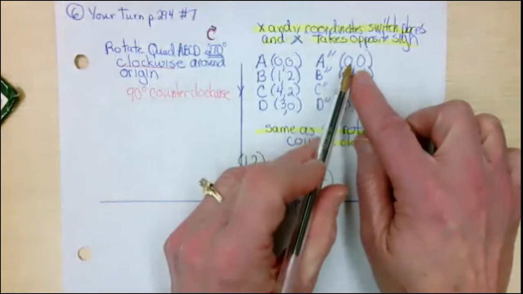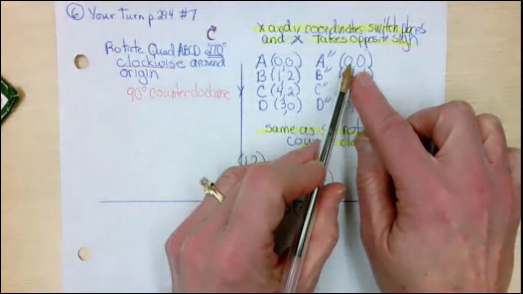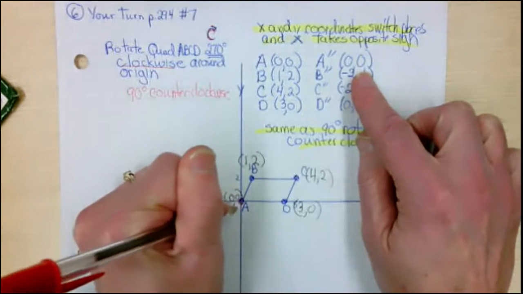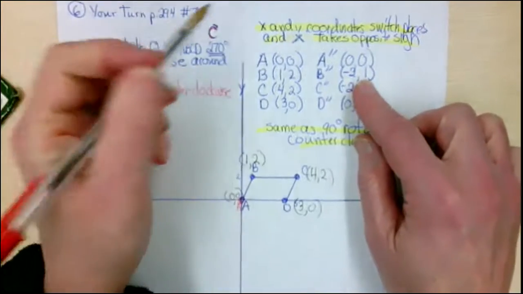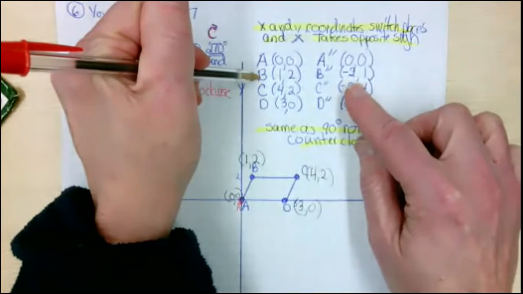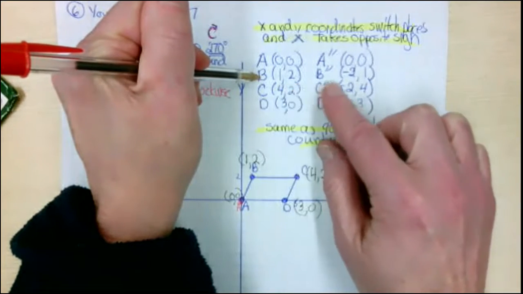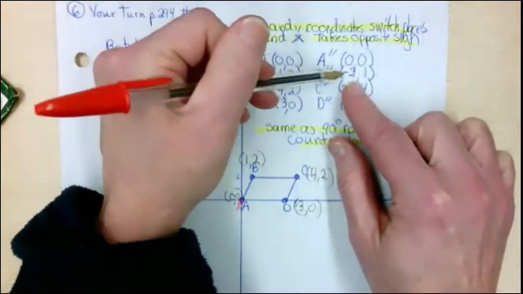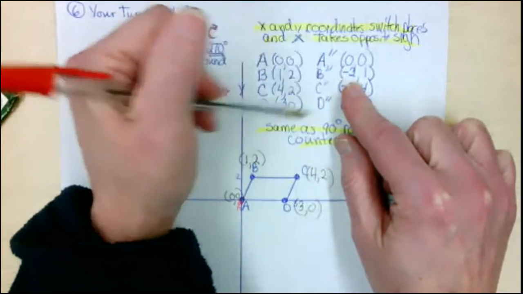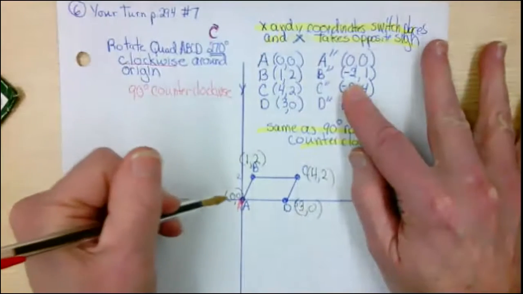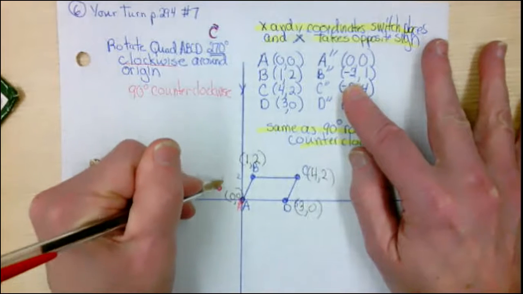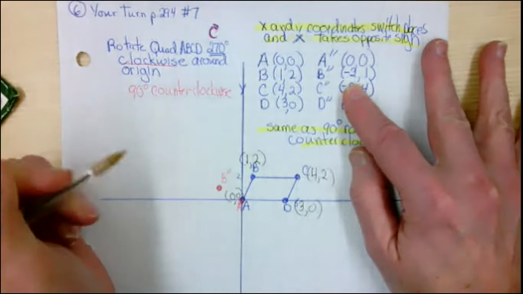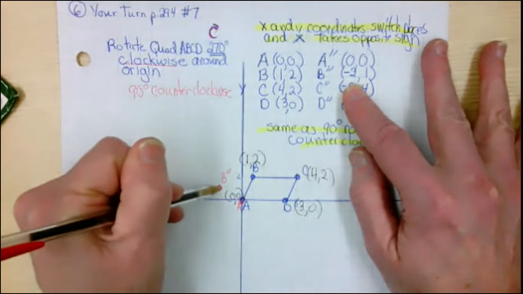So A prime is going to switch, the zeros can switch and they're not going to be any different sign because 0 has no sign. So A prime is going to stay in the same spot. Well, actually double prime we'll call it because we're switching. Okay, and B was 1, 2. We're going to switch them to 2, 1, and then we're going to change the sign of the first one. It's going to become -2. So -2, 1, that's going to be B double prime, -2, 1.